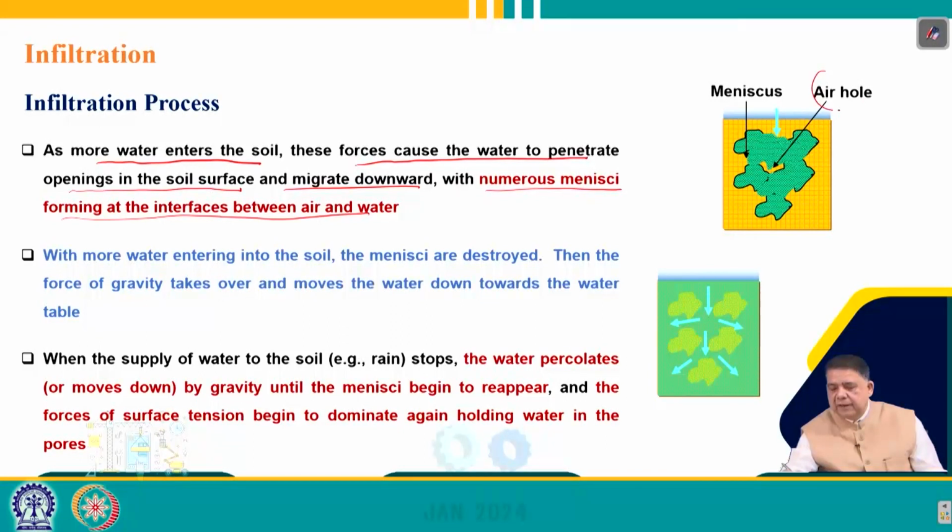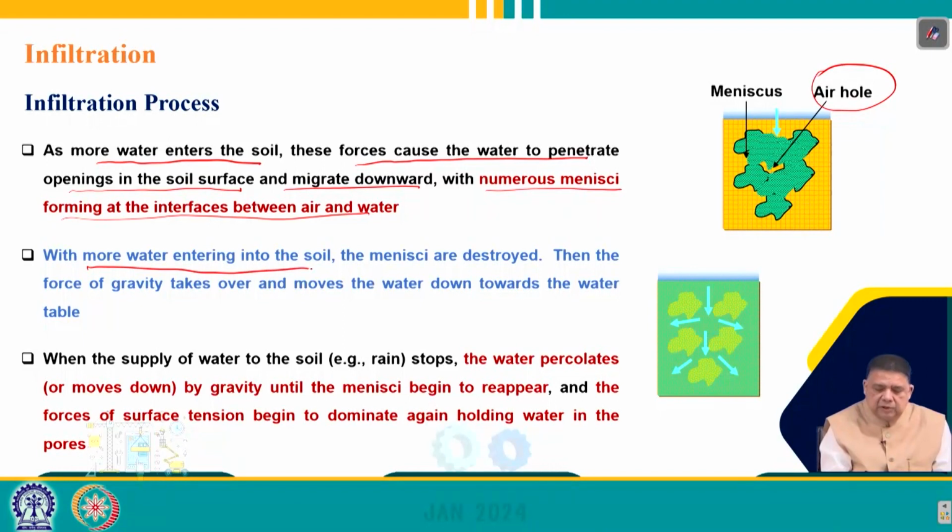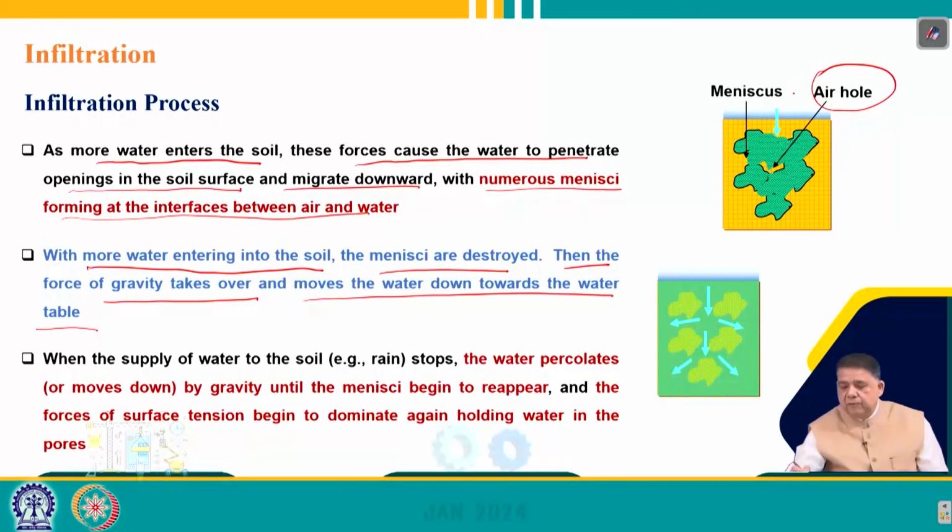pockets of air or air holes also, so there might be some spaces where air still remains in the beginning. And with more water entering into the soil, the menisci are destroyed, then the force of gravity takes over and moves the water down towards the water table. So, obviously, if this flow process continues, then menisci will disappear, and of course, the water will start moving downwards because of the gravitational force, and it will percolate down to the water table.